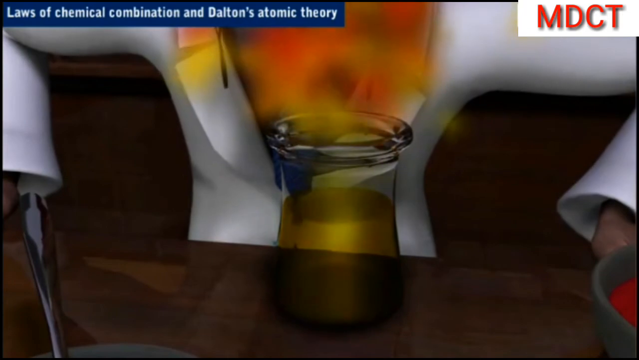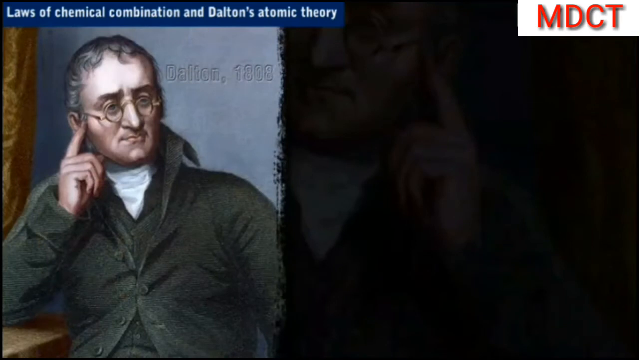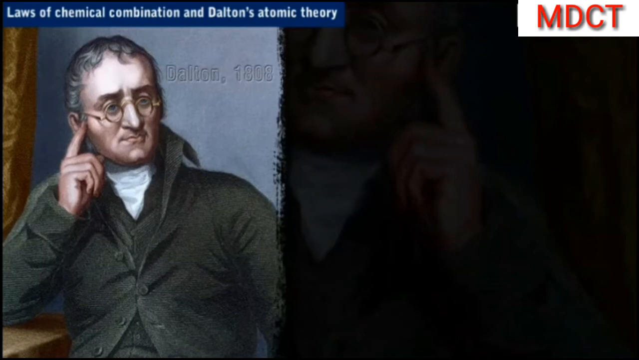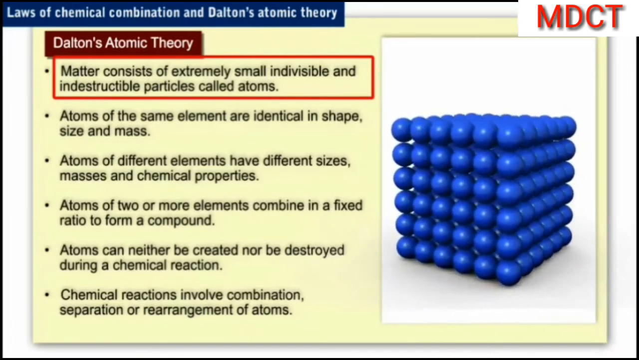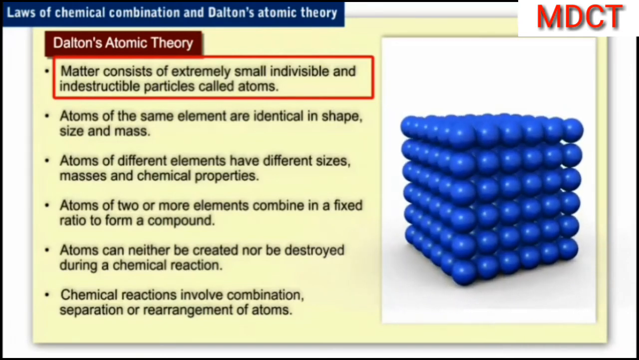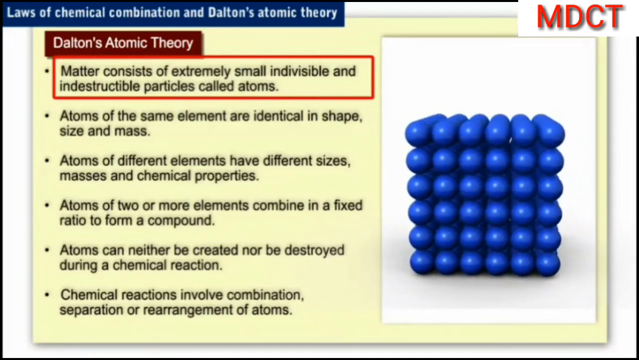While scientists studied matter and formed the laws of chemical combination, they were unable to answer some questions. For example, why are 2 elements different? Or why do elements combine to form compounds? Dalton studied the structure of matter, and in 1808, he proposed a theory to describe the structure of matter. This theory was named after him as Dalton's atomic theory. The theory states that matter consists of extremely small, indivisible and indestructible particles called atoms.